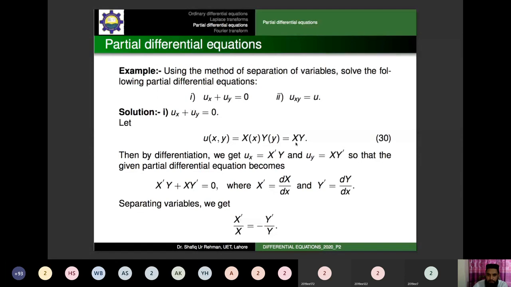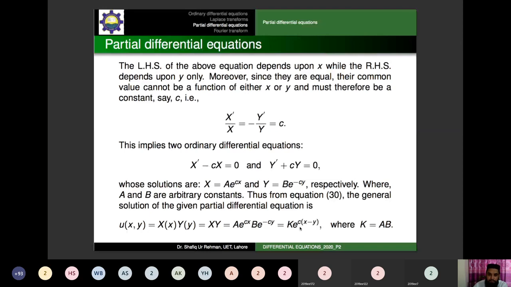Because capital X is unknown and capital Y is unknown, once we simplify ux plus uy equal to 0, eventually we have capital X and capital Y. So plug in over here in that equation number 30. It will take you to the solution of that equation, because this is the assumption. We assume this and eventually find capital X and capital Y to describe the solution. So we see that yes, this is going to be a solution.